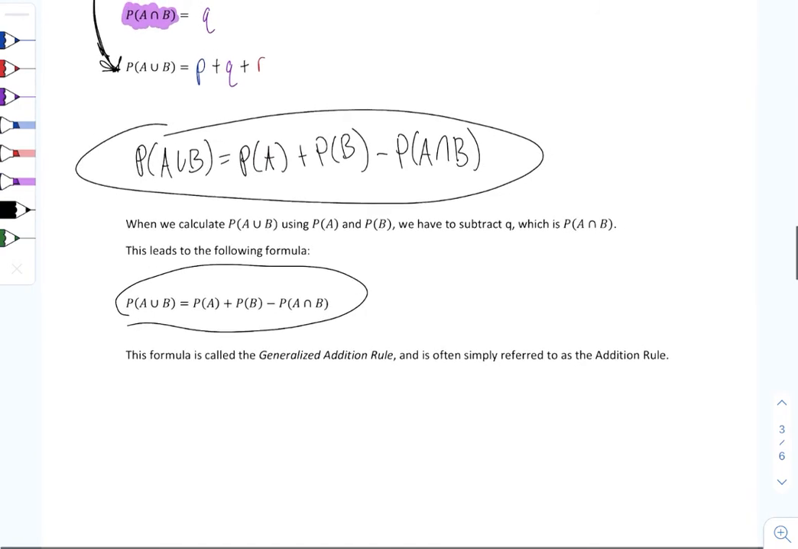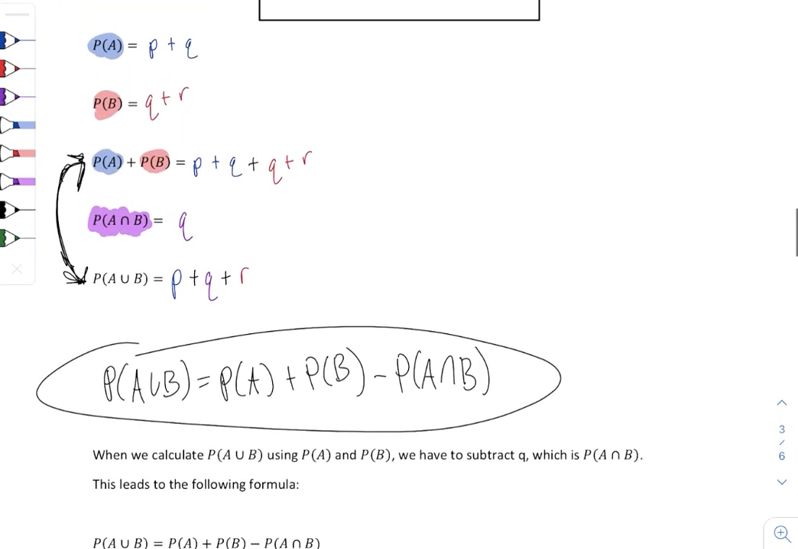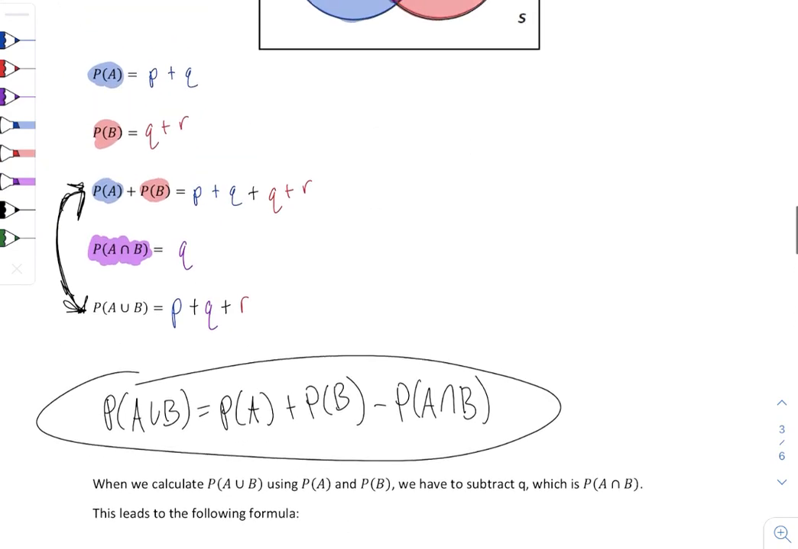That's something we're going to be using this whole section, so you have to get comfortable with it. I was hopefully showing you where it comes from and why it works the way it does, mainly because we have those two Q's in there when we add just A and B together. So we have to subtract it out to get what we want, which is just P plus Q plus R.